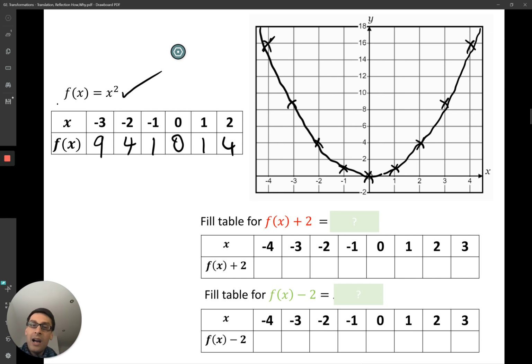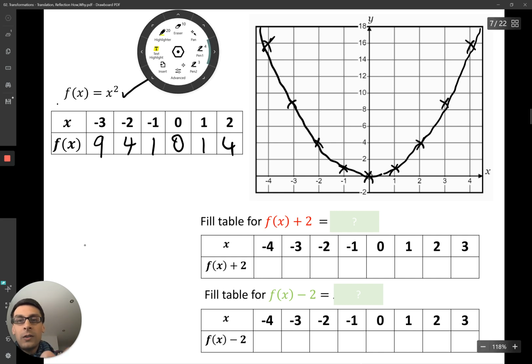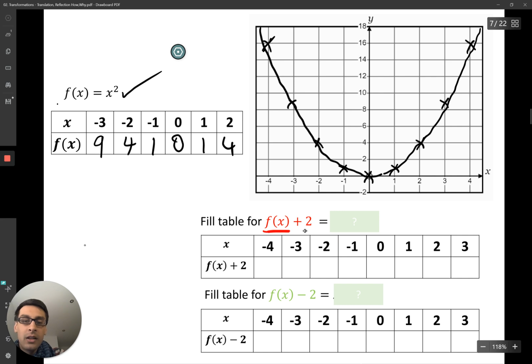Now let's see what happens when I do the same graph, but the function has been changed to f of x plus 2. So I've added 2 here. That just means f of x plus 2, and I know what f of x is. f of x is x squared. So essentially, I'm plotting x squared plus 2. Let's work out a few values. -2 squared is 4, 4 plus 2 is 6. -1 squared is 1, plus 2 is 3.